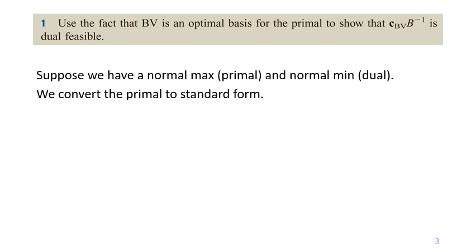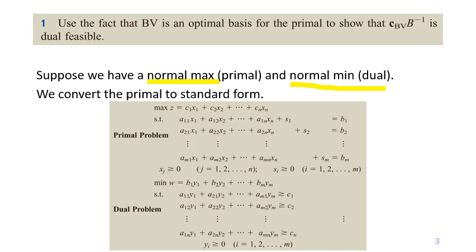Let's go over the proof a little bit. First, we would like to show that CBV B inverse is dual feasible. Let's start by assuming that we have a normal max as the primal and a normal min as the dual. We convert the primal problem into standard form by adding slack variables. And now all the signs become equality.